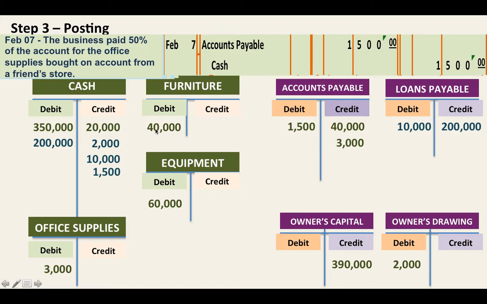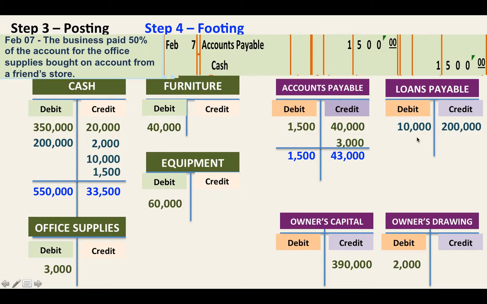Okay, we will illustrate the next step. The next step is footing. Footing is adding your debit and adding your credit. When you are going to add, you have to put a line to denote that you are adding, like in this case. So you have to add the debit, the amount is 550,000, and the credit, the amount is 33,500. If it is a single amount, you don't have to add it anymore. Just leave it like that. You have to add the accounts payable. And here, there's nothing to add, so just leave it like that.